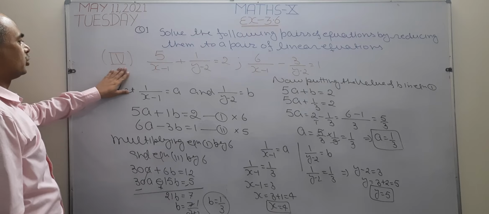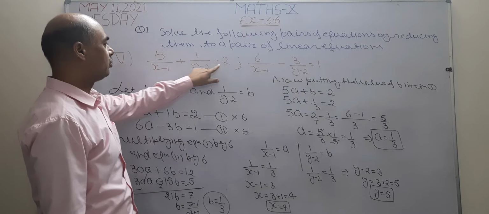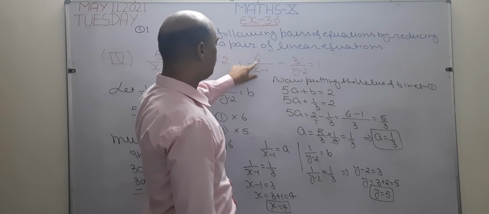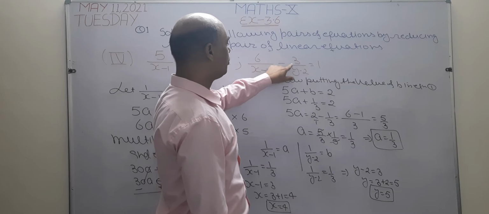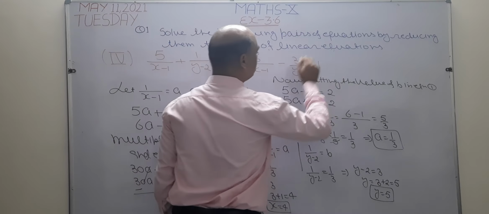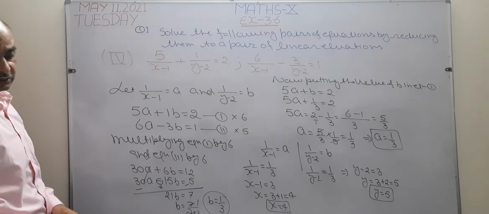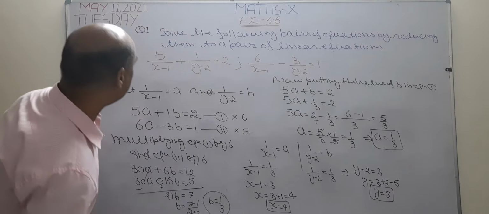Now I want to solve its fourth part. Now see what is given. 5 upon x minus 1 plus 1 upon y minus 2 equal to something. In the second equation, 6 upon x minus 1 minus 3 upon y minus 2 equal to 1. First I want to reduce the given pair to a linear equation. So I want to check what is common between the first terms of both the equations.